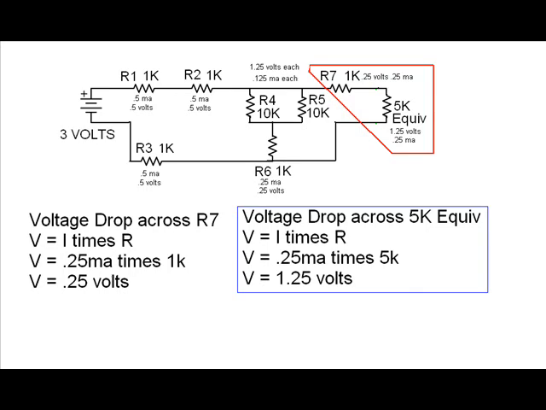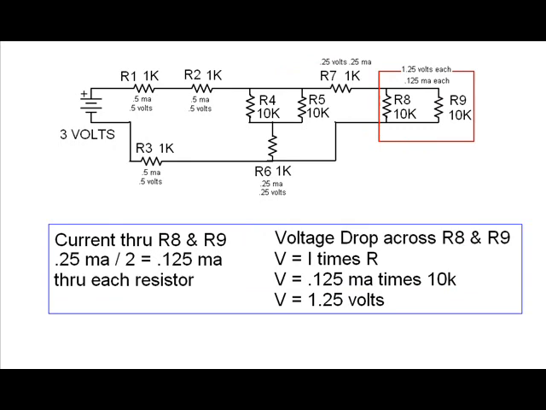And finally, the 5K equivalent resistor on the end goes back to R8 and R9, each of which were originally 10K resistors. So we have two 10K resistors in parallel. The current through each of these resistors would be 0.25 milliamps divided by 2, or 0.125 milliamps. Notice we did things a little different this time, just to show you that since they're both the same, we didn't have to calculate each one individually. We could just divide by 2. The voltage drop across each of them is going to be 0.125 milliamps times 10K, which equals 1.25 volts.